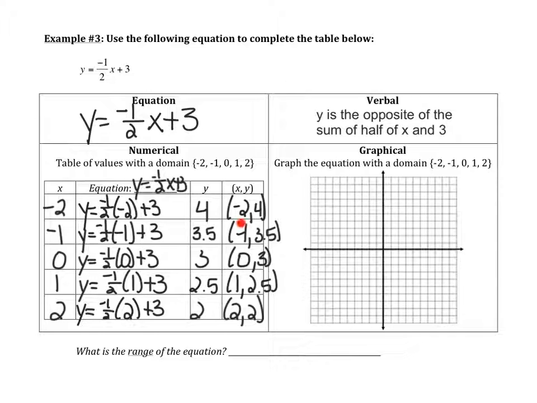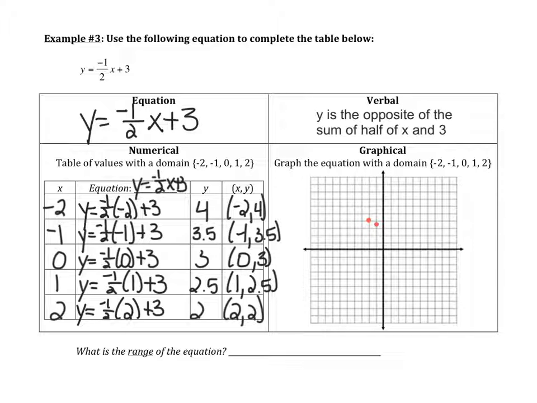So first we have negative 2, negative 4. It means I'm going to go to the left 2 and up 4. There that goes. Next I have negative 1 and 3.5. So I'm going to go to the left 1 and up 3.5 units. So I'm just going to basically go between where 3 and 4 are at. So to the left 1, up 3.5 units. There we have it, negative 1, 3.5.